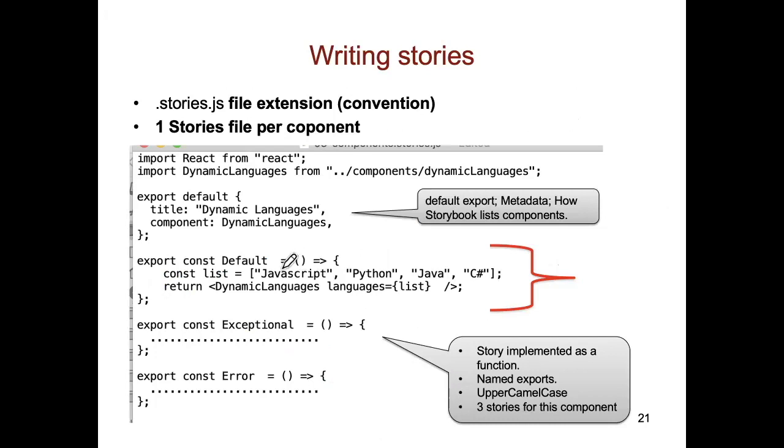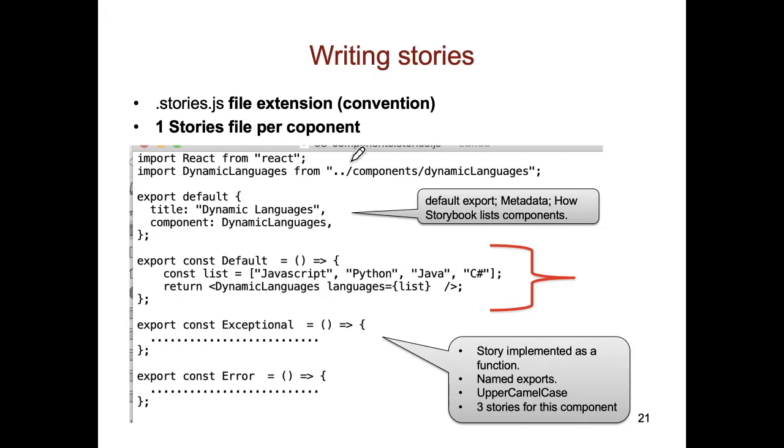Now, by convention, the stories for a particular component are implemented in one file. And by convention, the extension for those story files is .stories.js, although I've looked at other articles and they use a different file extension, so it's not that significant, but this is the one that we'll use. So every .stories.js file contains all of the stories for a particular component in your code base. That's how you structure your code.